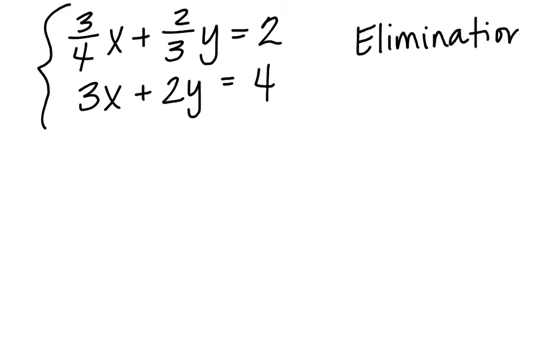Now, you may be looking at the system and immediately thinking, I don't like this one because of the fractions. Remember, you don't have to deal with the fractions. You can, in fact, eliminate the fractions from the very beginning if you wanted to. Look at your denominators, 4 and 3. The common denominator, or the least common multiple, between 4 and 3 would be 12.